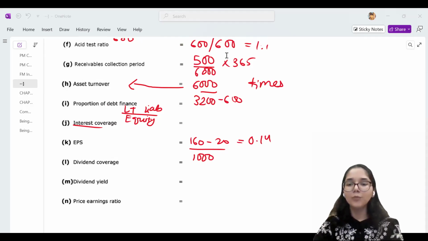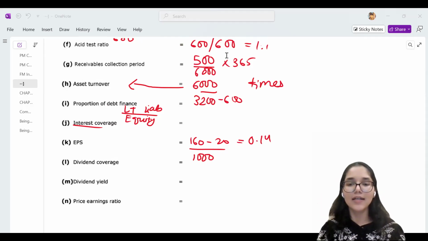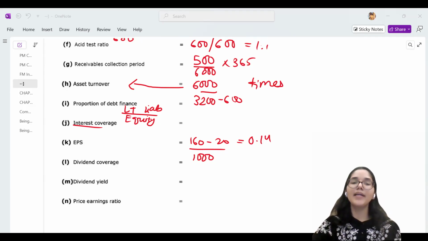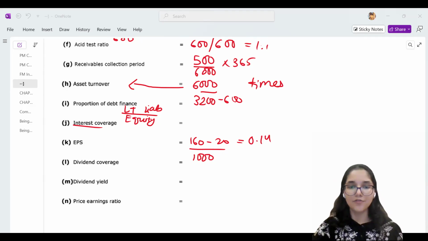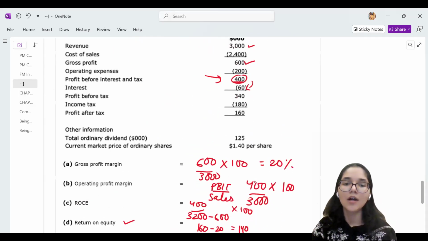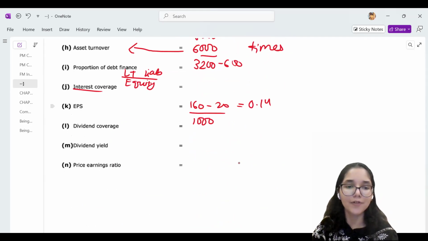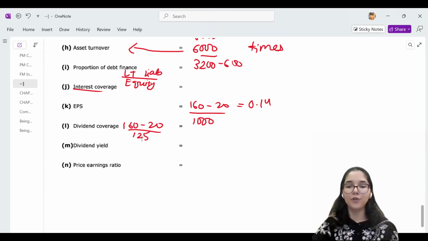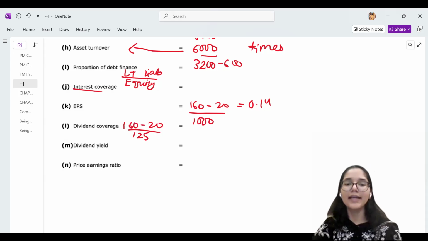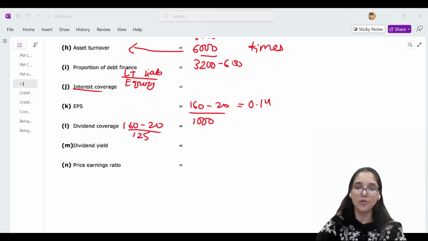Perfect. All right. Now move to the dividend coverage ratio. Let me know your answers. Dividend coverage is how many times the company can pay the dividend. So for that, I will need the dividend information. Total dividend that I have to pay to the shareholders is 125. How much money am I left with for the shareholders? 160 minus 20 divided by 125, which is what I have to pay. So solve this numerical. What you will get will be the dividend coverage ratio.